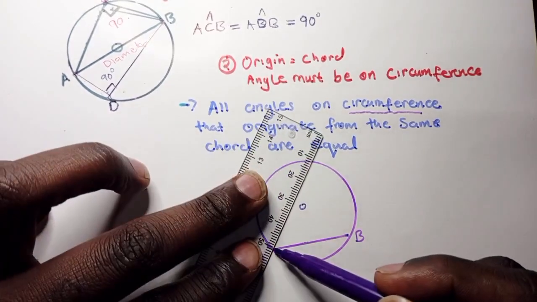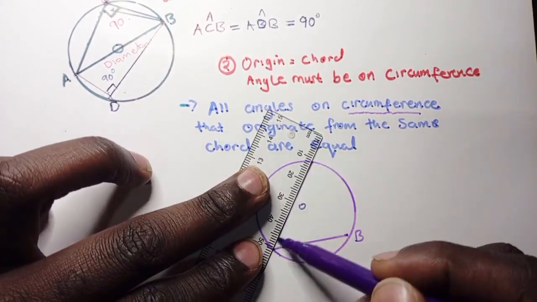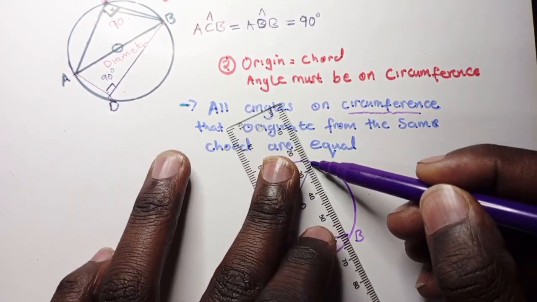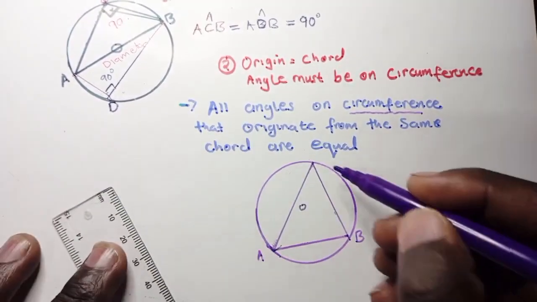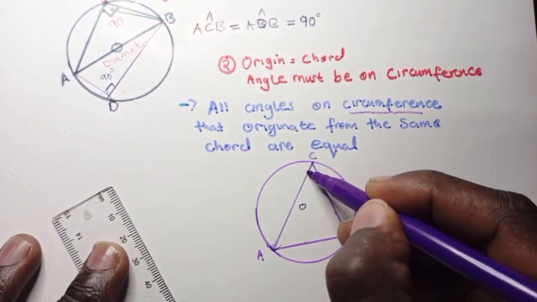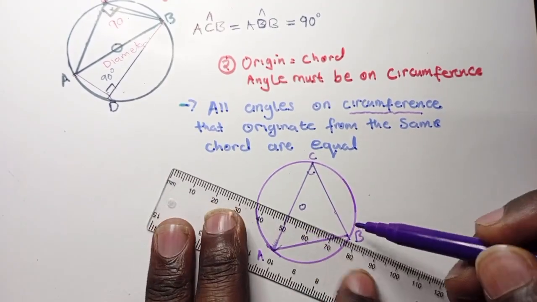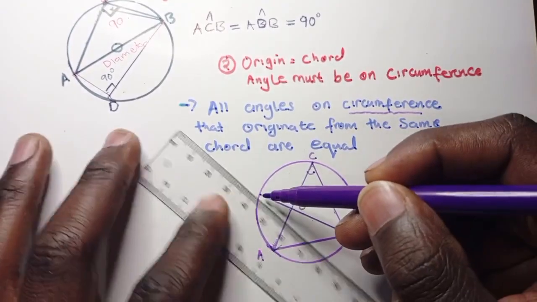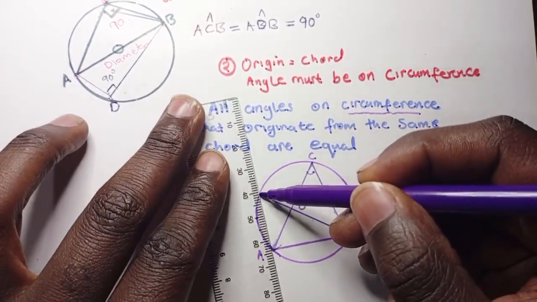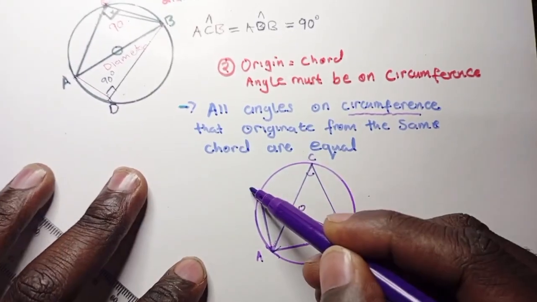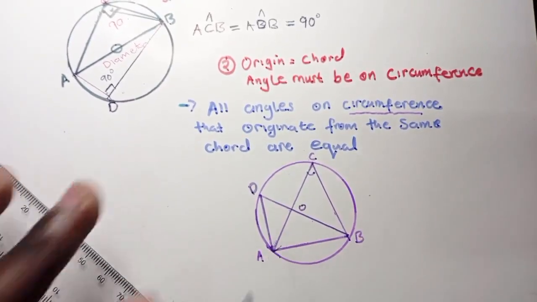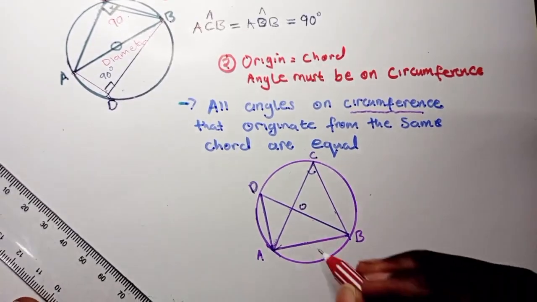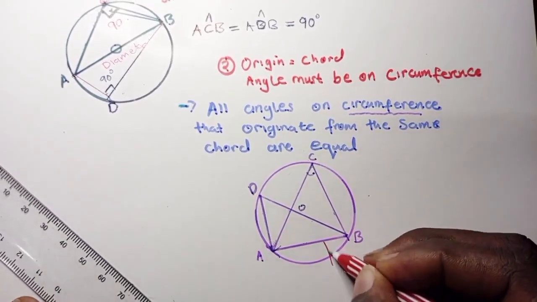So if we make an angle on the circumference like this, we call it angle C. And another angle also originates from the same chord AB. You see, these are all coming from AB. So you should follow them. We make this one D. So you follow its origin. You must follow. So this is the origin.